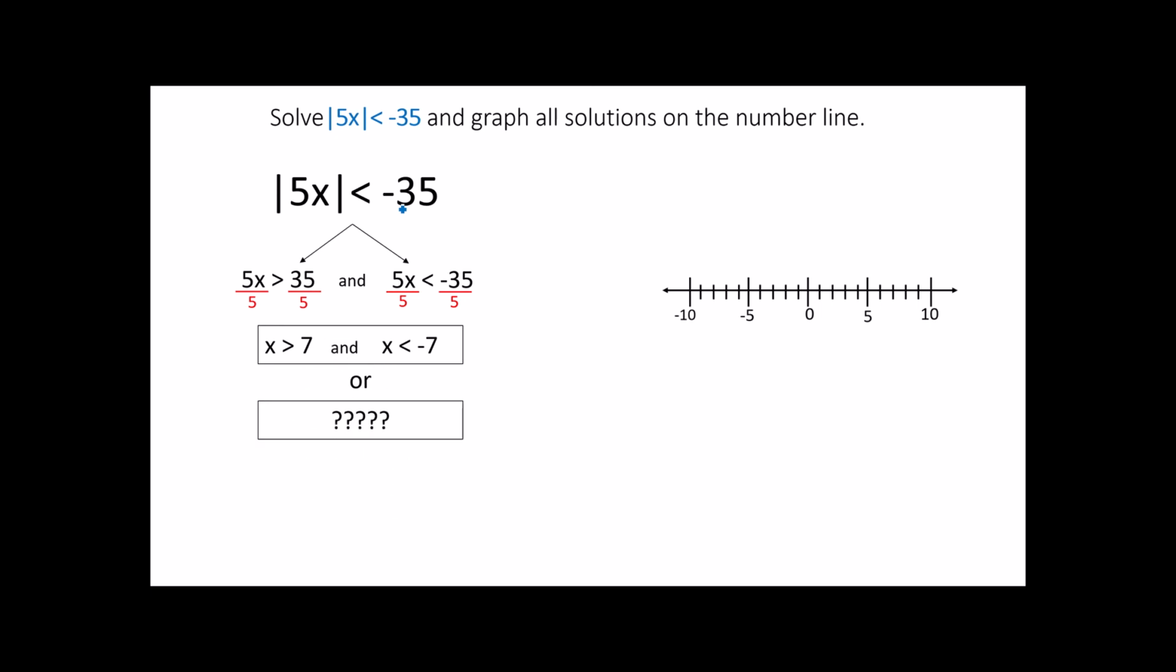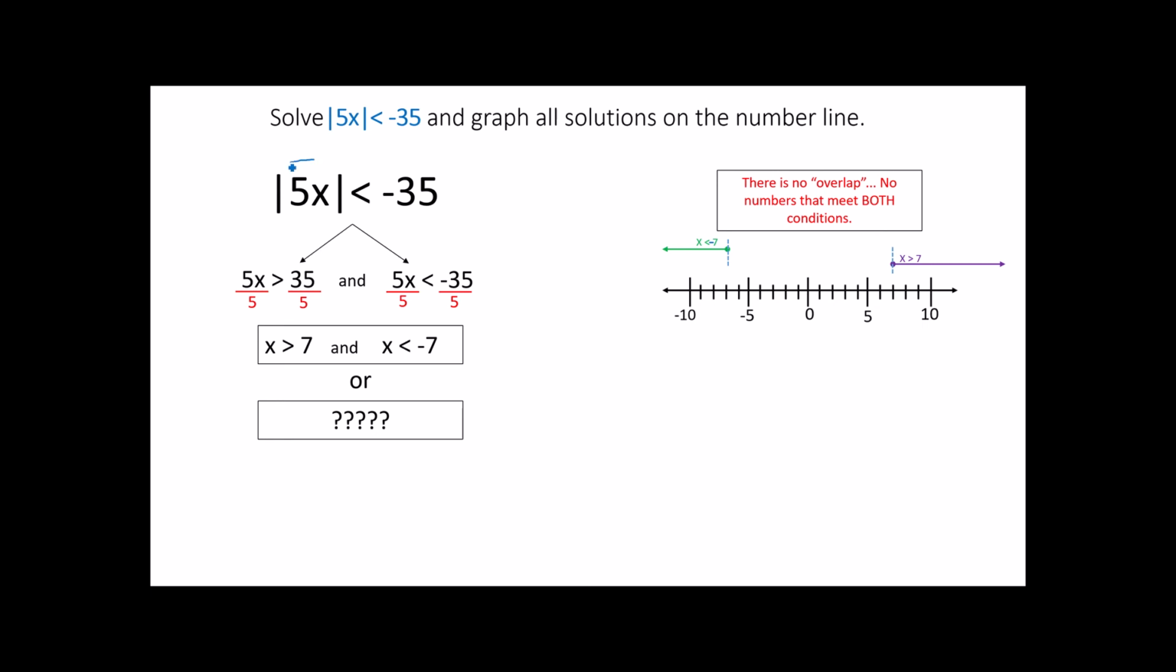Or this one's a little tricky to write with between language. Notice when I go to graph it, greater than 7, less than negative 7. Do you notice anything weird here? There is no overlap. There's no overlap. This has no solutions.